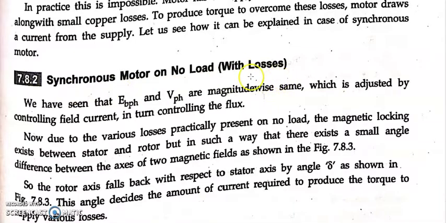Here I am considering the losses, but still it is a no load condition. Remember, the earlier topic was also on no load, but it was the ideal condition, and this topic is also a no load condition, but we are considering the copper loss as well as the constant losses. We all came to know that Eb per phase and V per phase are the same in magnitude, because no load is applied. Again, Eb per phase is proportional to the flux, and flux is proportional to the field current applied to the rotor.